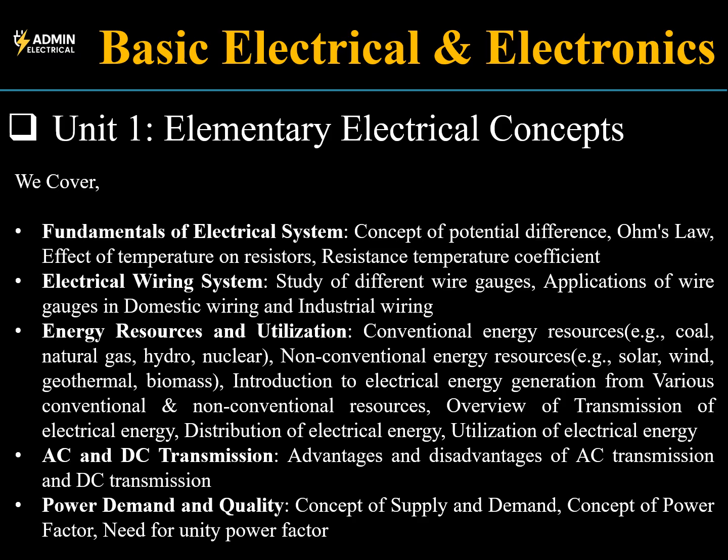wiring. Next, we dive into energy resources and utilization, covering both conventional sources like coal, hydro, nuclear, and non-conventional sources like solar and wind. You'll also get an overview of how electricity is generated, transmitted, distributed, and utilized. Towards the end of this unit, we explore the difference between AC and DC transmission and understand the concept of power demand, supply, and power factor.